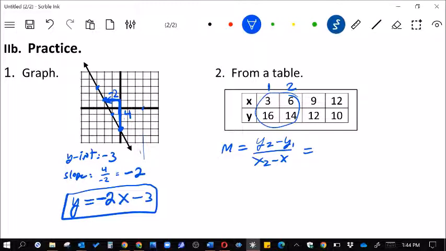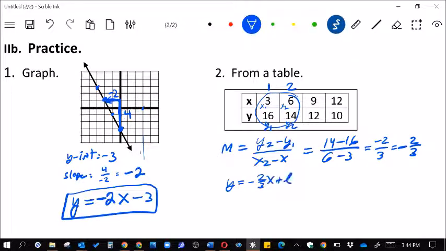So that means the second y, this is y2 and y1. So I'm going to do 14 minus 16. And the second pair, I have to do the x's in the same order. So it's going to be 6 minus 3. So I get a -2 on top and a 3 on the bottom, and the negative goes in the middle. Better in the middle than the top or the bottom. So now I have a partial answer of y equals -2/3 x plus b.